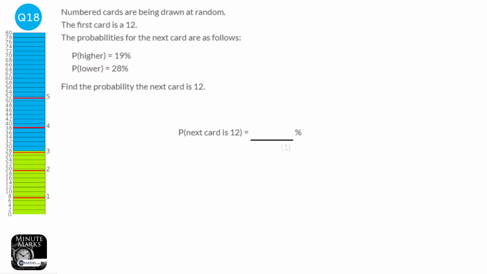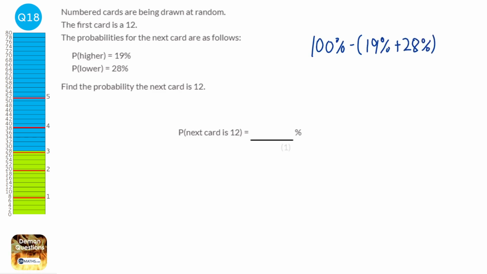So the only options for the next card are for them to be higher, lower, or equal to 12. We already know that the probability for it being higher is 19% and lower is 28%, and all probabilities have to add up to 1, or in this case, because it's percentages, 100%. So to work out the missing probability, we take away the 19% and the 28% from 100% to see what's left, and that's 53%.